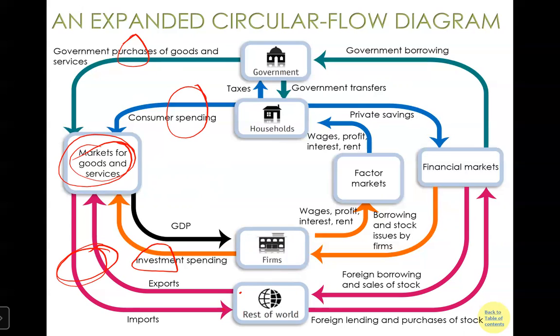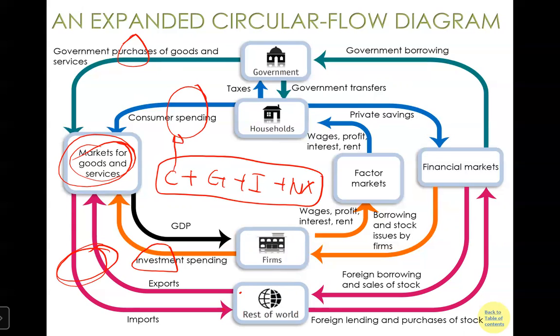So we just add these four. As you're going to see later, this is called C plus G plus I plus NX. C goes here, G goes here, I goes here, and NX goes here. All right. So this is how we measure our macroeconomy. This just gives you a bird's eye view.